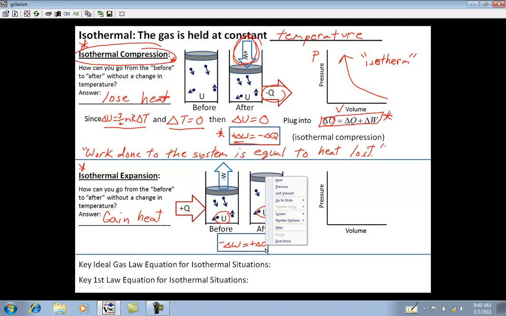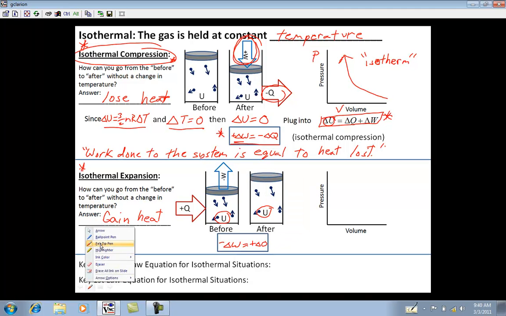Let me make sure I get the right one there. Positive delta Q. Now, what do you think that looks like? What do you think an isothermal expansion looks like on the pressure volume graph? Well, it's kind of like the opposite of that. It's just we're going to go in this direction. It's still an inverse curve there. Now, again, this equation here comes from the fact that delta U has got to equal 0.